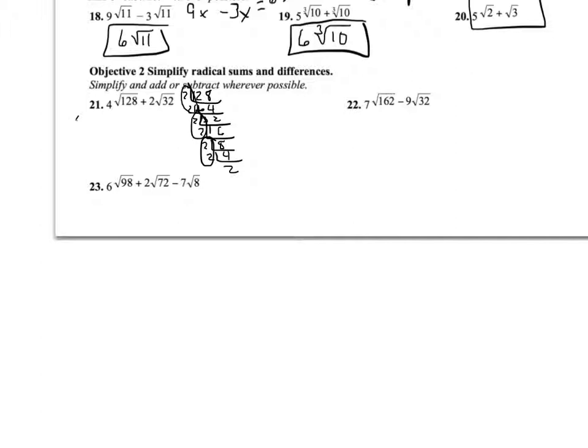So if I clean up 4 times the square root of 128, I have my 4 times what's going to come outside the radical is this 2 times 2 times 2 that I have from each of these groups that have been circled. And 2 times 2 times 2 is 8. And then I have this 2 that's left over that stays underneath the radical.